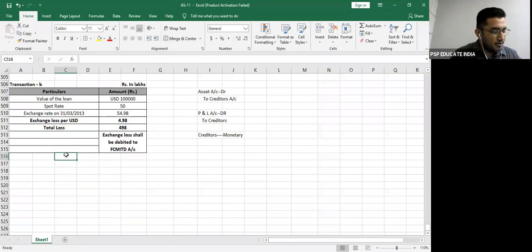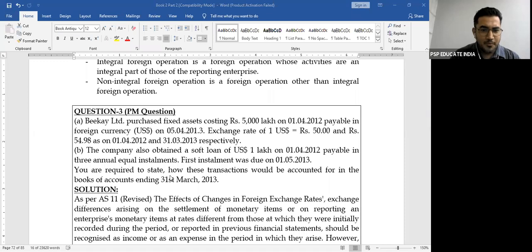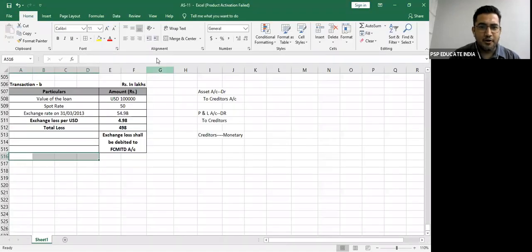Your loss will be transferred to FCMITD account. Okay, let's look at the question. The loan is payable in 3 equal annual installments. Look at this, 3 equal annual installments. So let's put the next statement. Your tenure of the loan is 3 years.